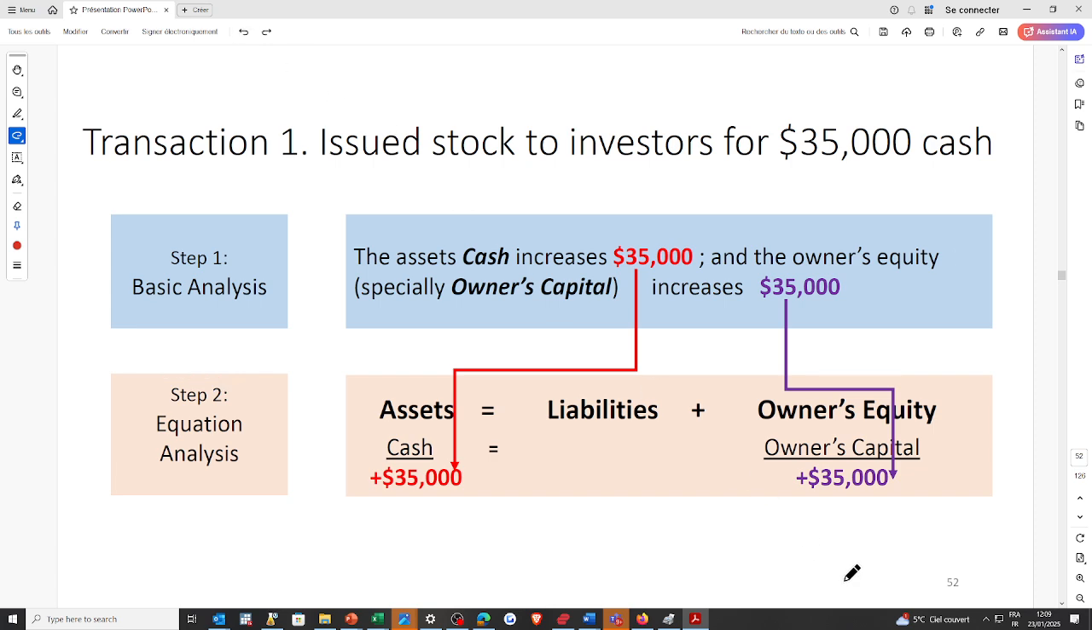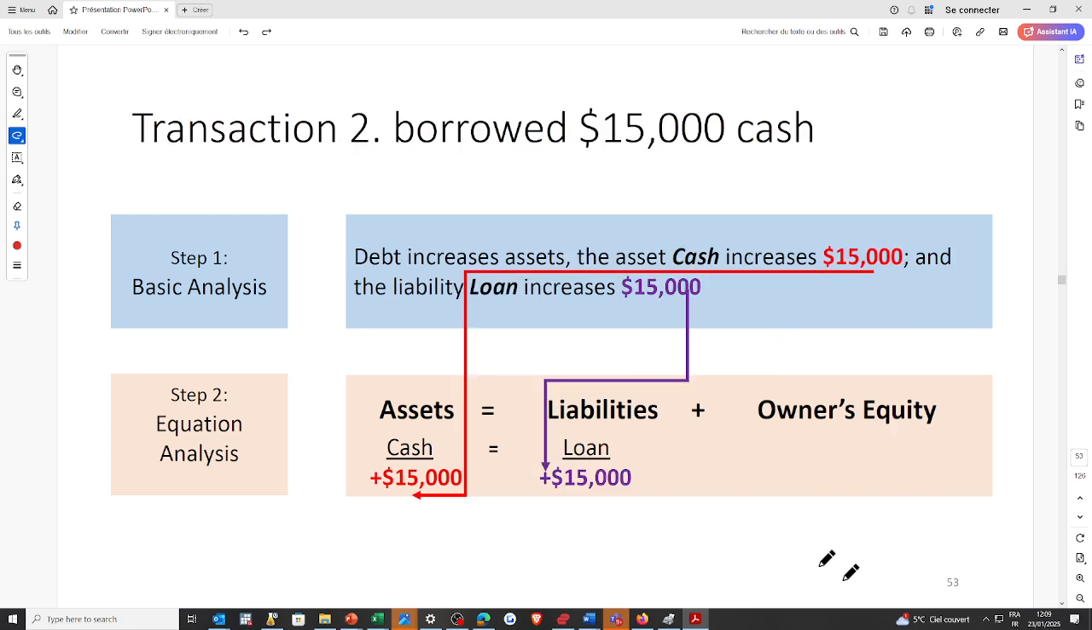Okay, let's look at the second transaction. For the second transaction, the company borrowed 15,000 by cash from the lender. So always the first step we have a two-account analysis. When you borrow money, it means that your asset cash increases because you receive the cash. However, you also increase your liability, the account here is the loan, so it increases the same amount, right? So that is the first step.